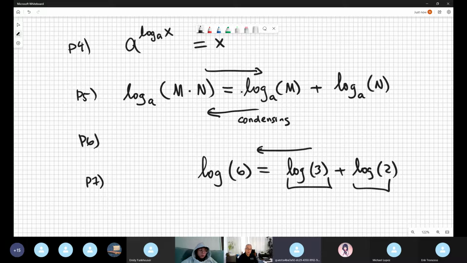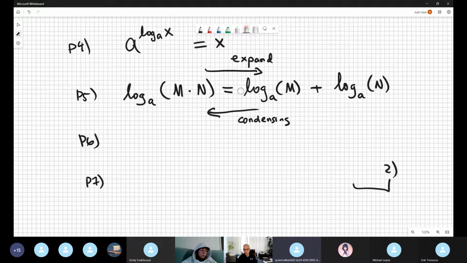Or you can condense. It's very, very popular, this direction. Or expand, which is very convenient, separating into several logarithms. Doesn't matter. That depends on you, the necessity you have, and the problem. Condensing or expanding, how frequently we're doing this.